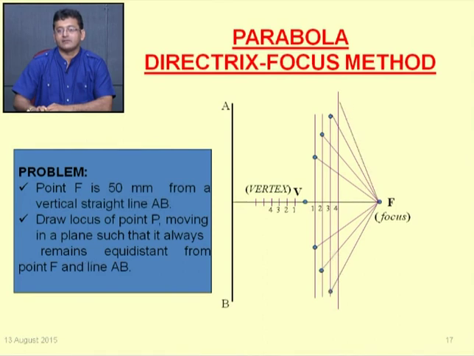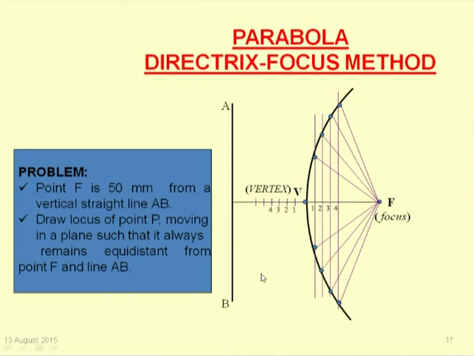You can get the various locating points by taking radius F3, F4 likewise, and join these points through a smooth curve. We can get the directrix-focus method. So it is a different method than the previous one. I hope you can understand this method.